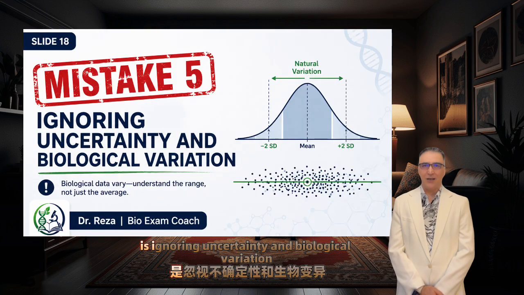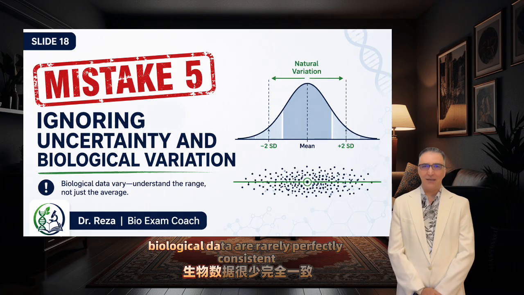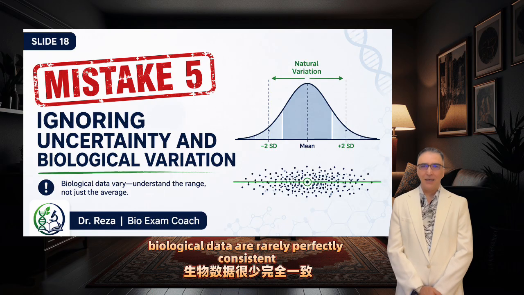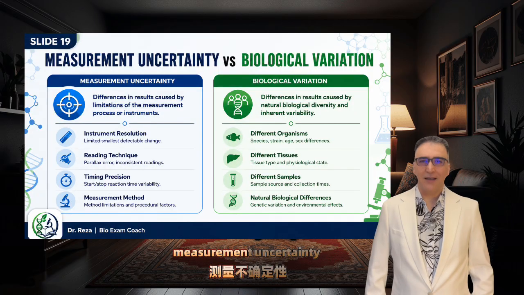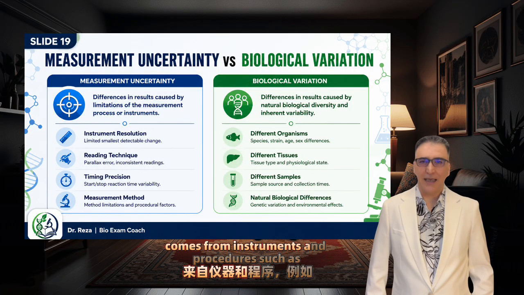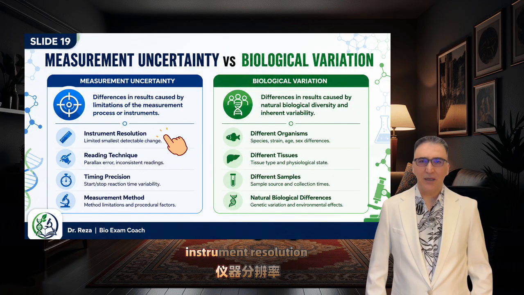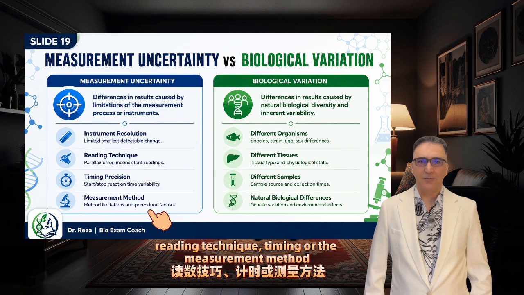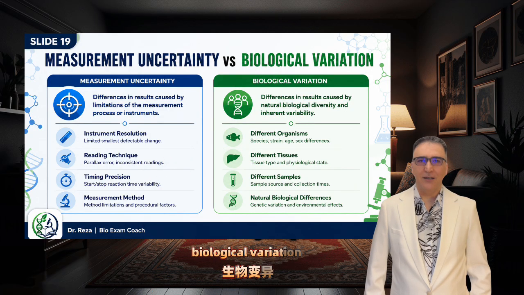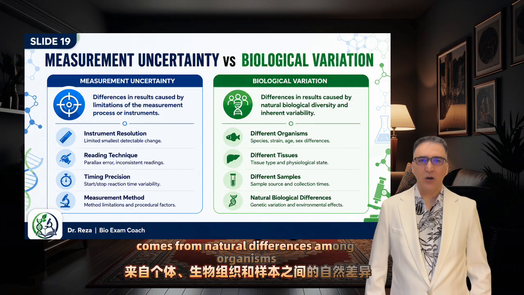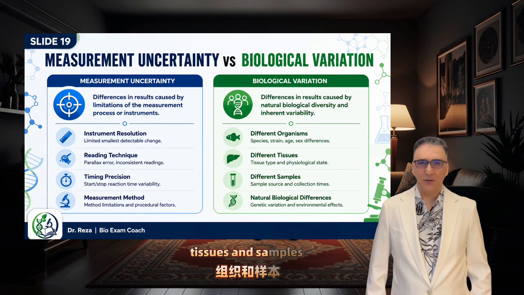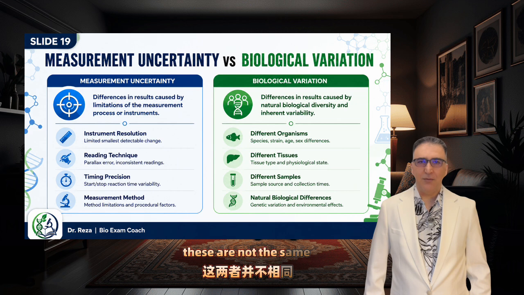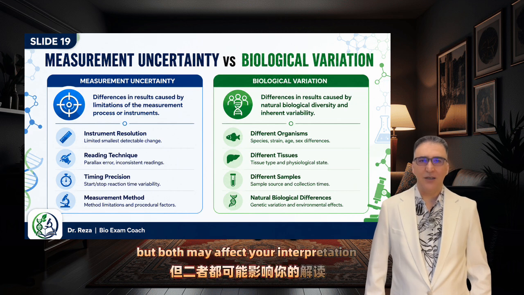Mistake number 5 is ignoring uncertainty and biological variation. Biological data are rarely perfectly consistent, even when the procedure is carefully controlled. Measurement uncertainty comes from instruments and procedures, such as instrument resolution, reading technique, timing, or the measurement method. Biological variation comes from natural differences among organisms, tissues, and samples. These are not the same, but both may affect your interpretation.